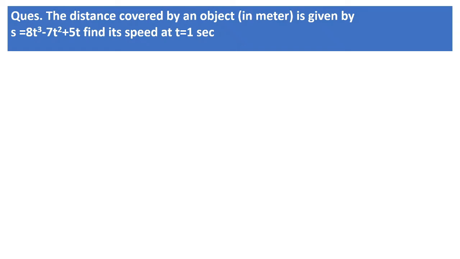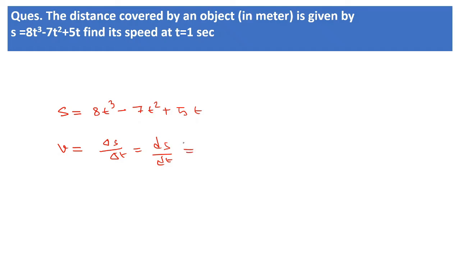The distance covered by an object is given by s equals 8t cube minus 7t square plus 5t. Find its speed at t equals 1 second. So guys, here the distance is given: 8t cube minus 7t square plus 5t. What we have to find out is the instantaneous speed. And what is the instantaneous speed? That is v. As I told you, v is delta s by delta t, or ds by dt.